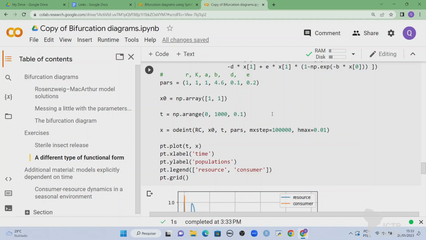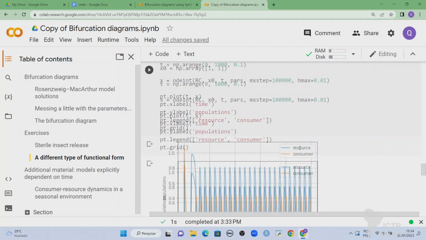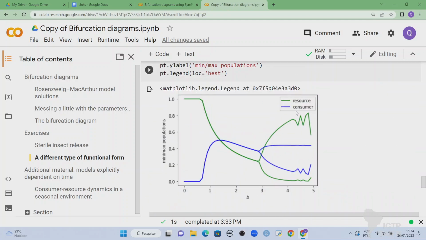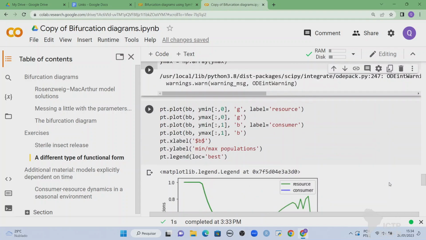All right, so this buggy thing that we saw down here is because the solutions were not right. You had problems with the numerical integrator.